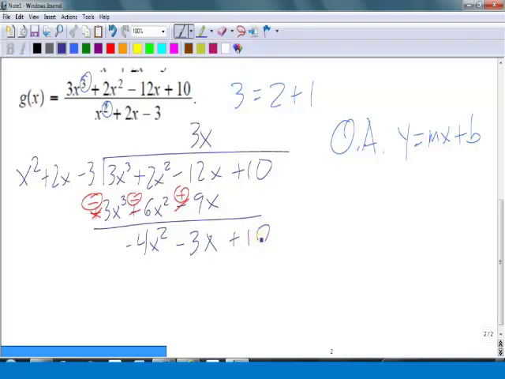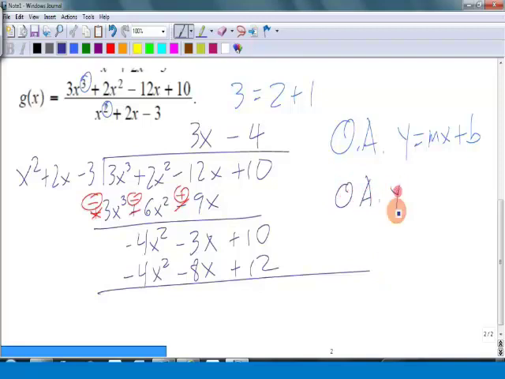And we repeat the process, well, just one more time. X squared times what equals negative 4x squared? Heard various things. I want to say negative 4. Negative 4 there. That way, if we multiply negative 4 by x squared, we get negative 4x squared. Negative 4 times 2x is negative 8x, and negative 4 times negative 3 is positive 12. We actually have the information we need for the oblique asymptote. So I suppose at this point we could simply say y equals 3x minus 4.